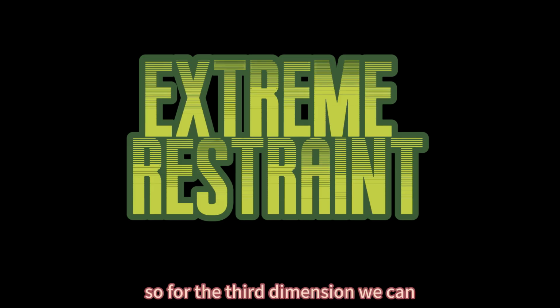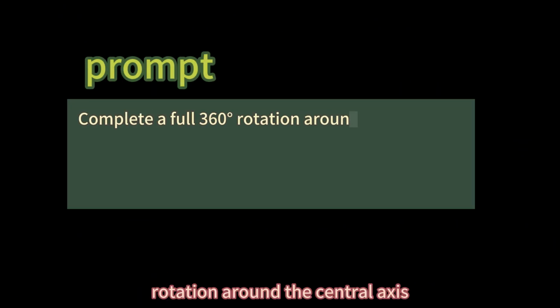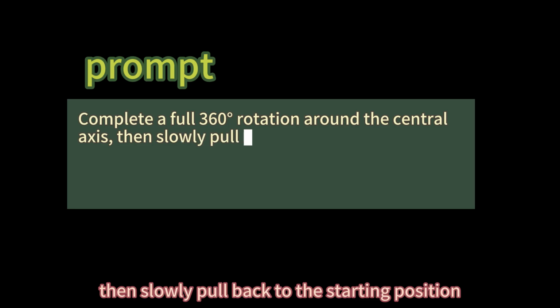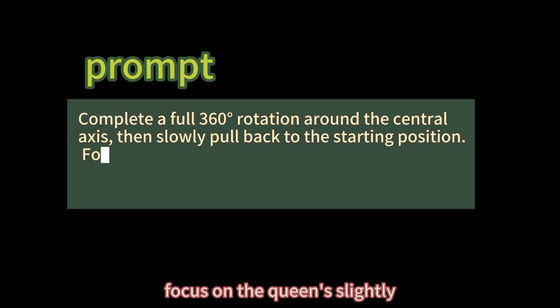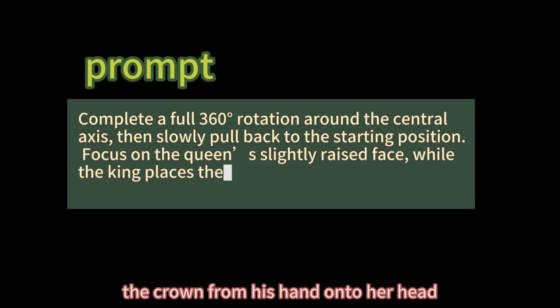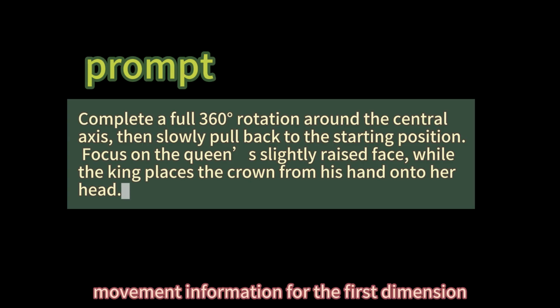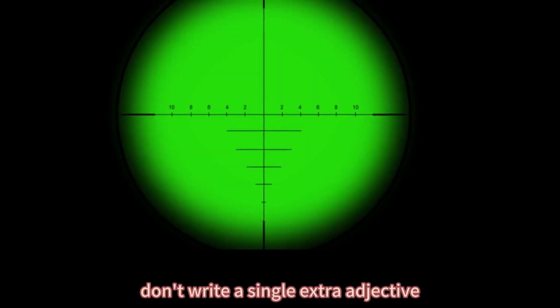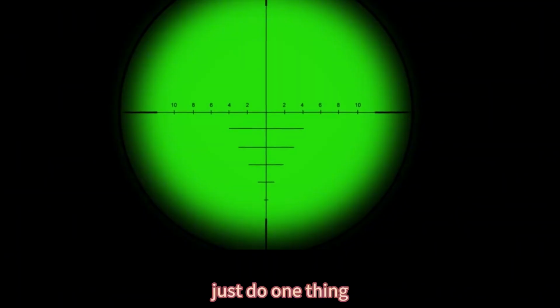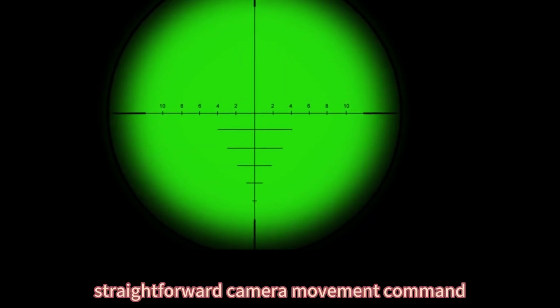So for the third dimension, we can use a simple but powerful move. Just write one sentence in the prompt. Complete a full 360 degrees rotation around the central axis, then slowly pull back to the starting position. Focus on the queen's slightly raised face, while the king places the crown from his hand onto her head. This is to fill in the missing physical movement information for the first dimension. Don't write a single extra adjective, just do one thing. Give the AI model a pure, straightforward camera movement command.